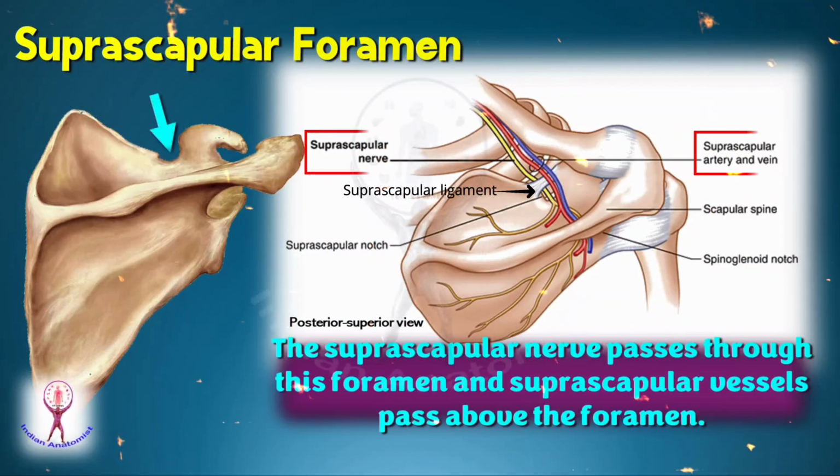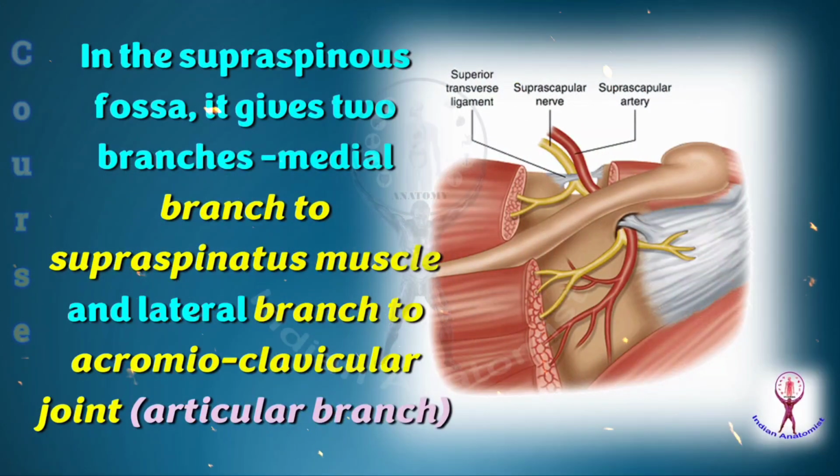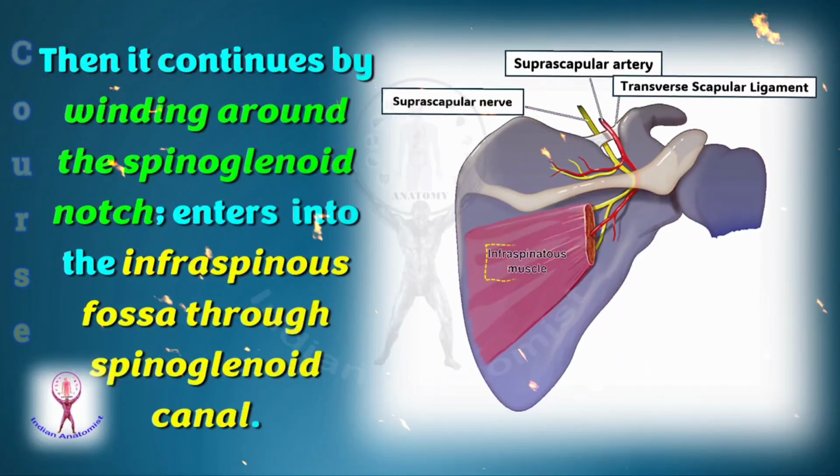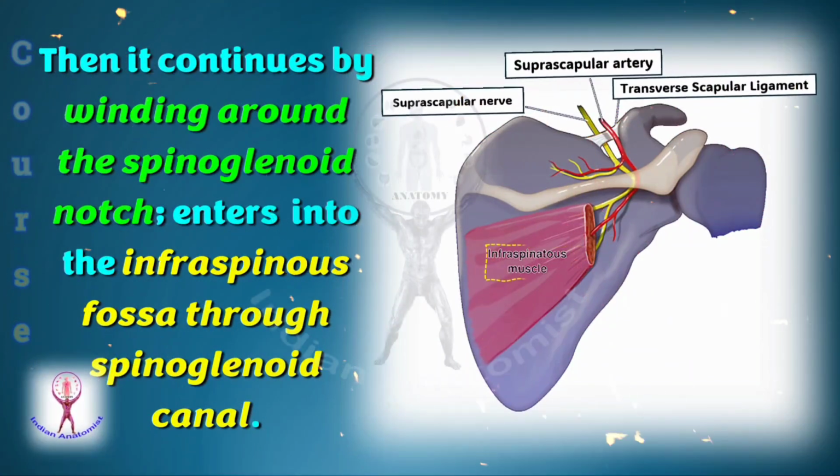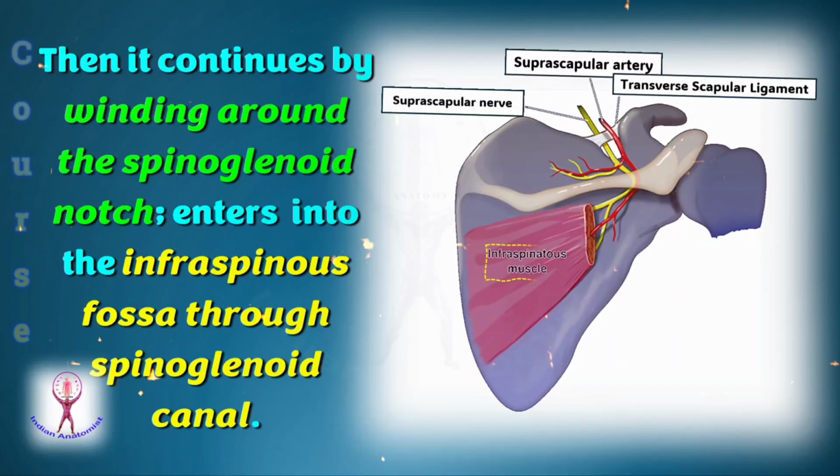Now, I'm coming back to the course of suprascapular nerve. In the supraspinous fossa, suprascapular nerve gives two branches. One, motor branch to supraspinatus muscle, and one sensory branch to the acromioclavicular joint. Then, it continues by winding around the spinoglenoid notch, and enters the infraspinous fossa through the spinoglenoid canal, which is a small canal formed by the spinoglenoid notch and spinoglenoid ligament.